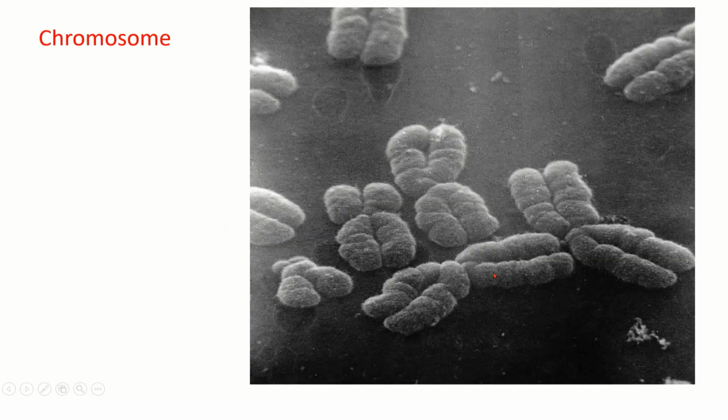You can see this is an ultramicroscopic view of the chromosome. You can see these are the sister chromatids. This is the centromere. You can see this is the short arm and this is the long arm. This is the P arm and this is the Q arm.